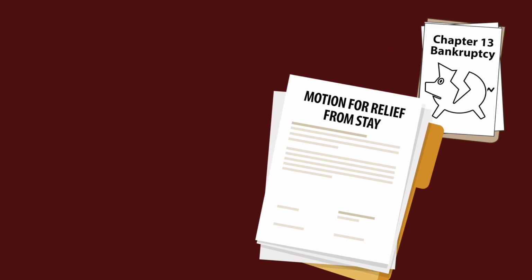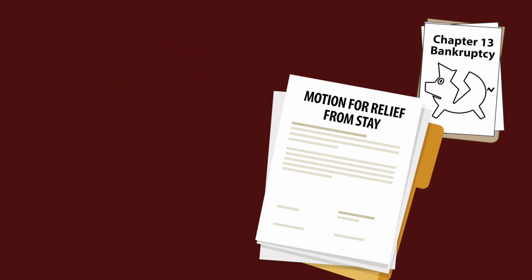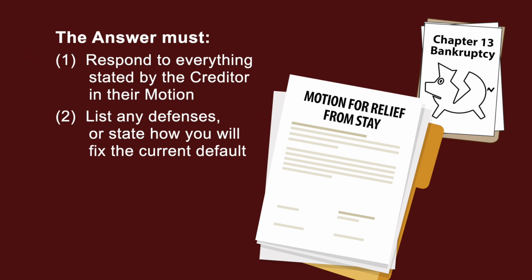In a Chapter 13, you do have options to resolve the motion for relief from stay that do not result in the loss of the property. But before you do any of those options, you must file an answer. If you do not file a response, then the court will enter the motion for relief from stay judgment by default, and the creditor will be able to proceed and sell the property, which is ultimately their goal in any motion for relief from stay. So you need to file a response.